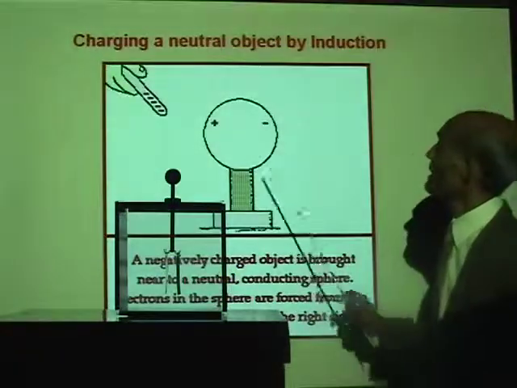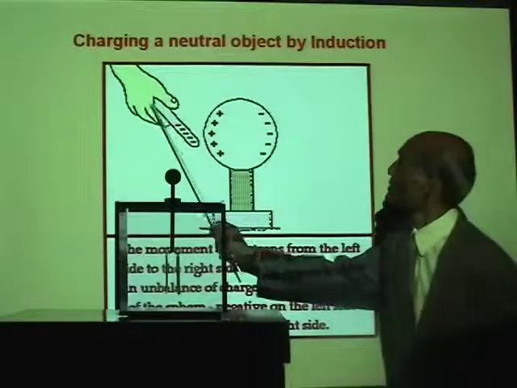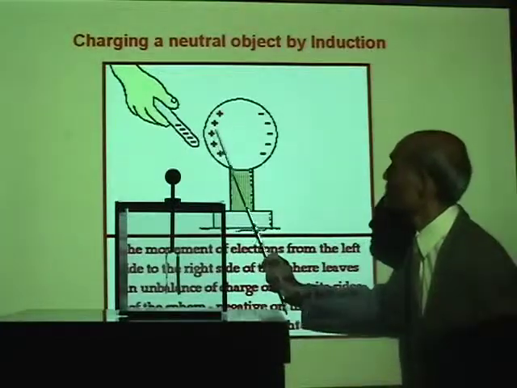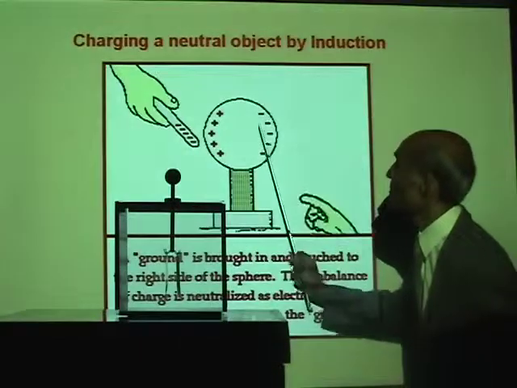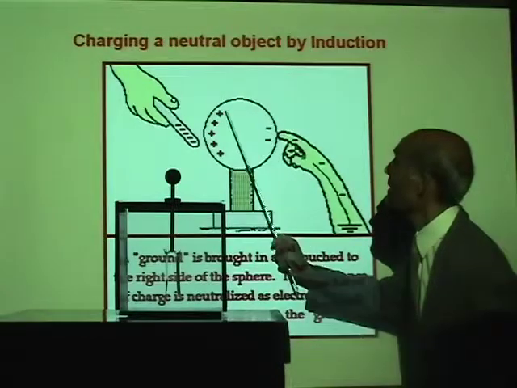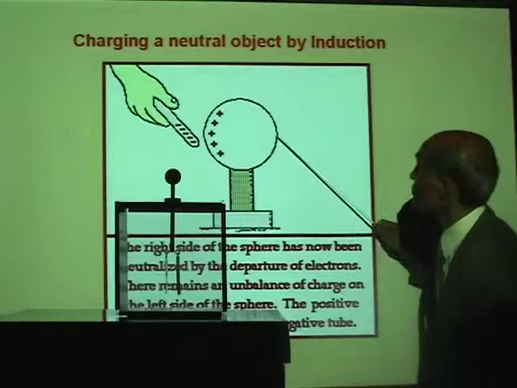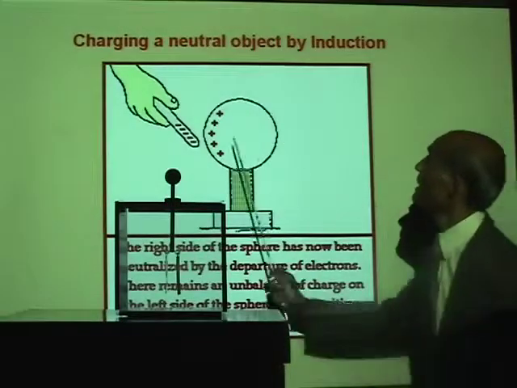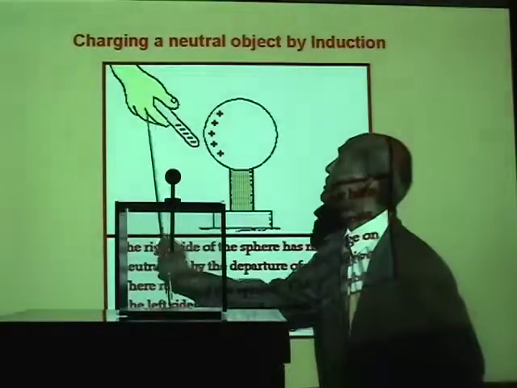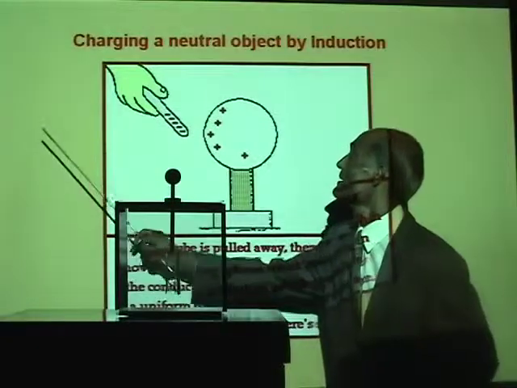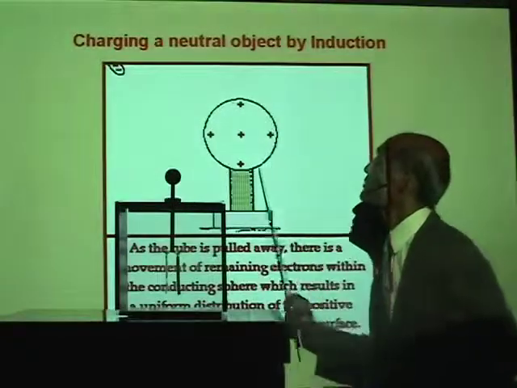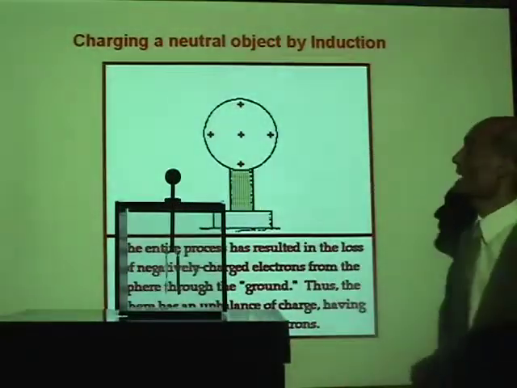Okay. Now I want you to watch these steps. Look at this: bring a negatively charged object. Polarization has happened. Negative charges moved away. Now ground the conductor. The negative charges have moved down to the earth. Now remove the charged object. Alright? Leaving this neutral conductor with some excess charge.